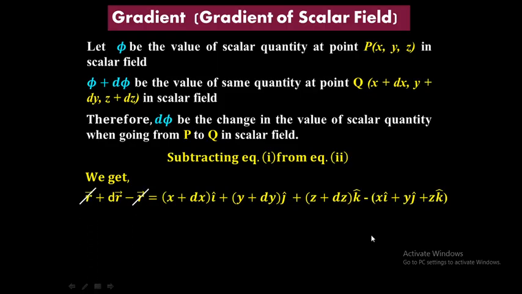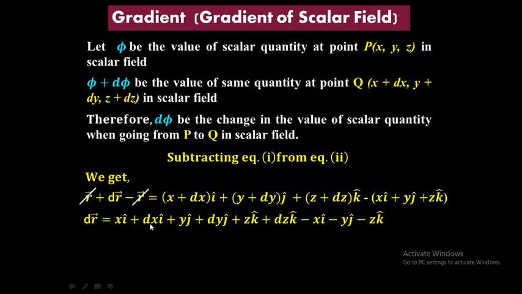r gets cancelled on left hand side. We solve this bracket on right hand side. So we will get dxi plus xi plus dyj plus yj plus dzk plus zk minus xi minus yj minus zk. So on right hand side, xi, yj and zk will be cancelled out. Then what will remain? This dxi plus dyj plus dzk will remain. So dr vector is equal to dxi plus dyj plus dzk. Suppose this is equation number 3.